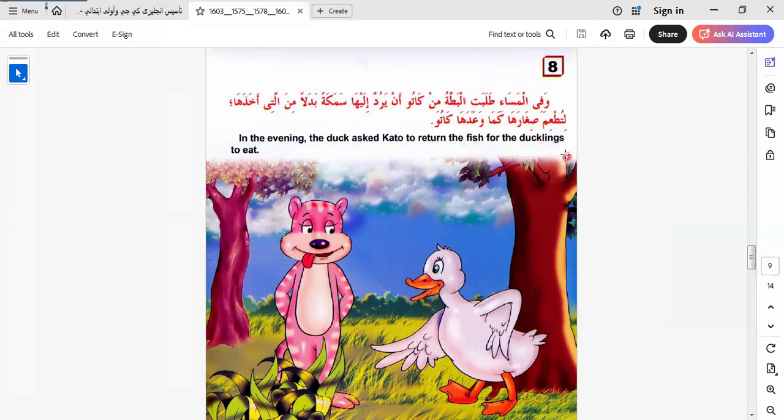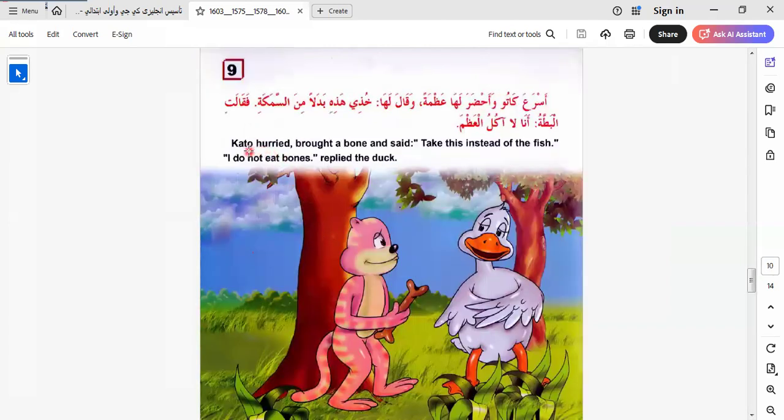In the evening, the duck asked Kato to return the fish for the ducklings. Ducklings means what? Ducklings are small ducks to eat. Kato hurried, brought a bone and said, "Take this instead of a fish." "I don't eat bones," replied the duck.